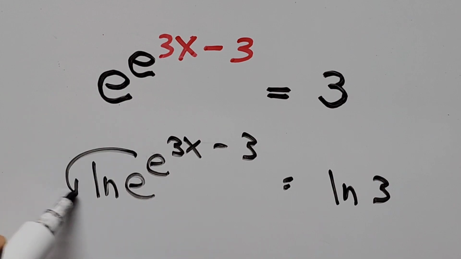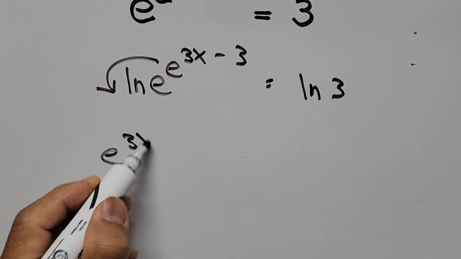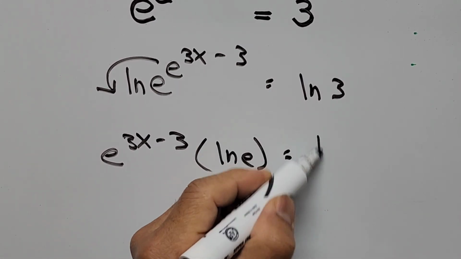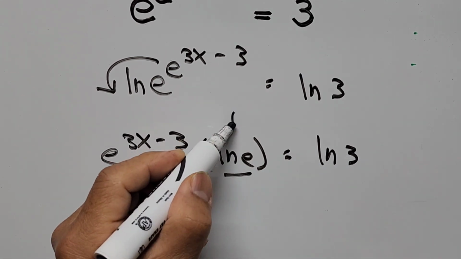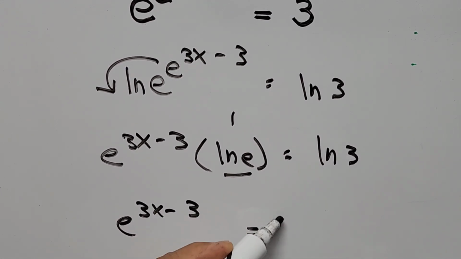Taking down the exponent, we have 3x minus 3 times natural logarithm of e equals natural logarithm of 3. Here, natural logarithm of e is 1. So we have 3x minus 3 equals natural logarithm of 3.